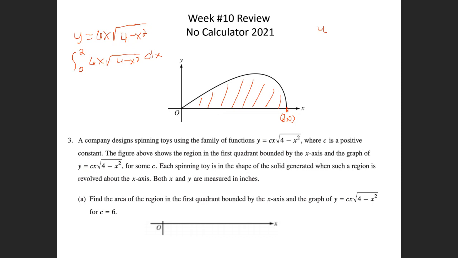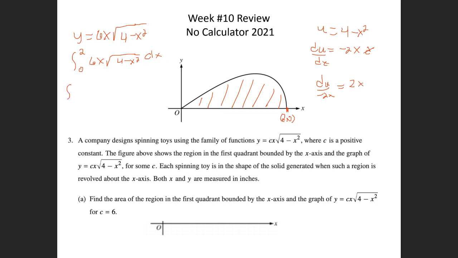So u is equal to 4 minus x squared. Remember, we take the derivative of that. So du is equal to negative 2x dx. And then if I rewrote this, this would be du over negative 2x equals dx. Remember u substitution? Then I would substitute that in there.